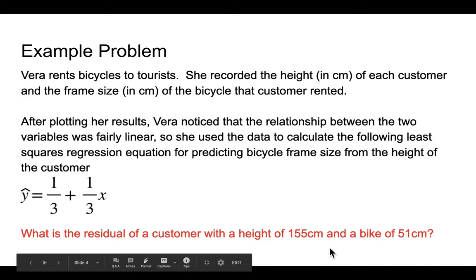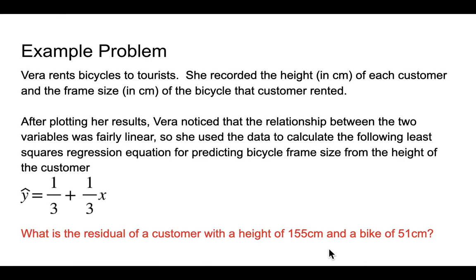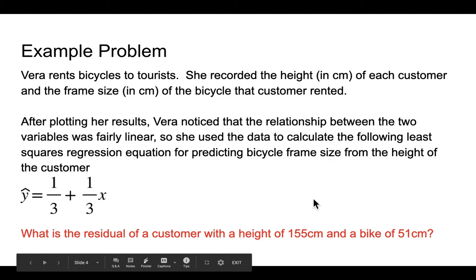Let's take a look at an example problem. This actually came from Khan Academy. Vera rents bicycles to tourists. She recorded the height in centimeters of each customer and the frame size in centimeters of the bicycle that the customer rented. After plotting her results, Vera noticed that the relationship between the two variables was fairly linear, so she used the data to calculate the following least squares regression equation for predicting bicycle frame size from the height of the customer. So again, x always predicts y.